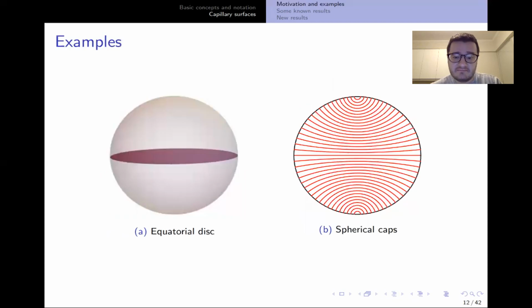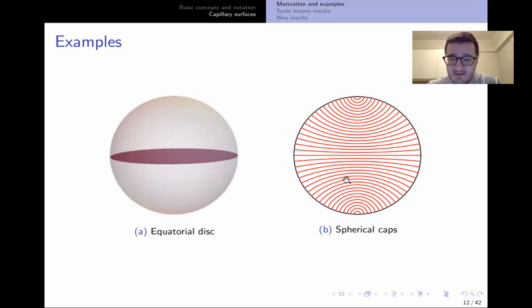So there are very known examples of capillary surfaces, and the most common ones are called free boundary surfaces, which are minimal surfaces that intersect the boundary of your ambient manifold in a right angle. So, for example, in figure A, we see an equatorial disk. It's a flat disk in a unit ball of R3. And so it is a free boundary minimal surface in the ball.